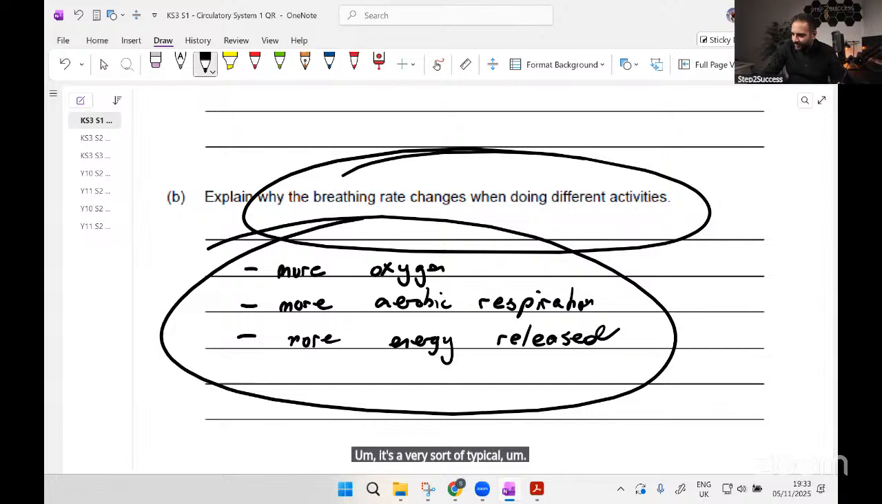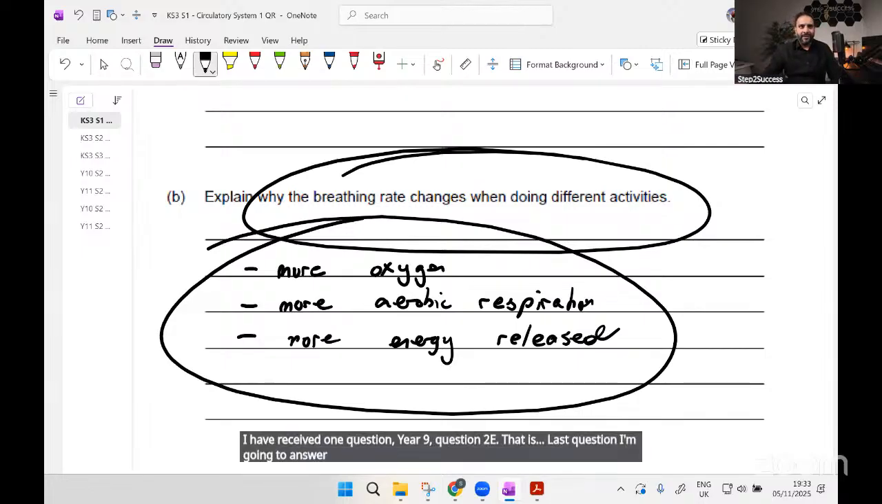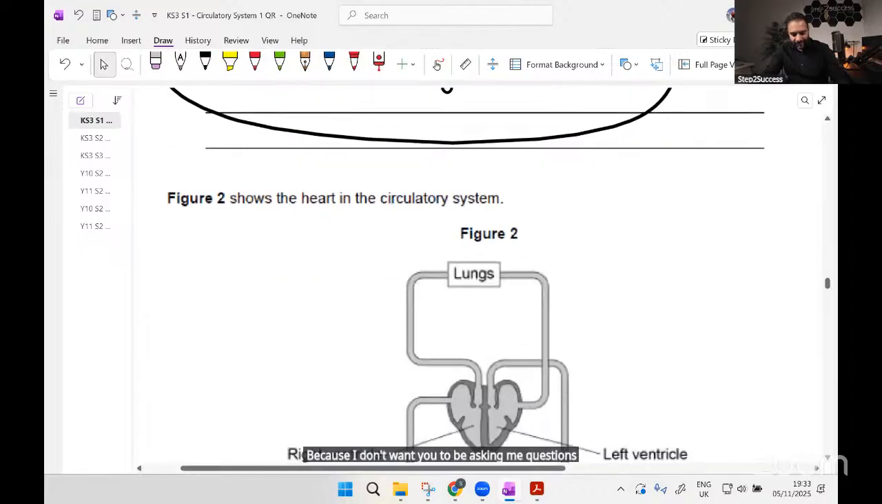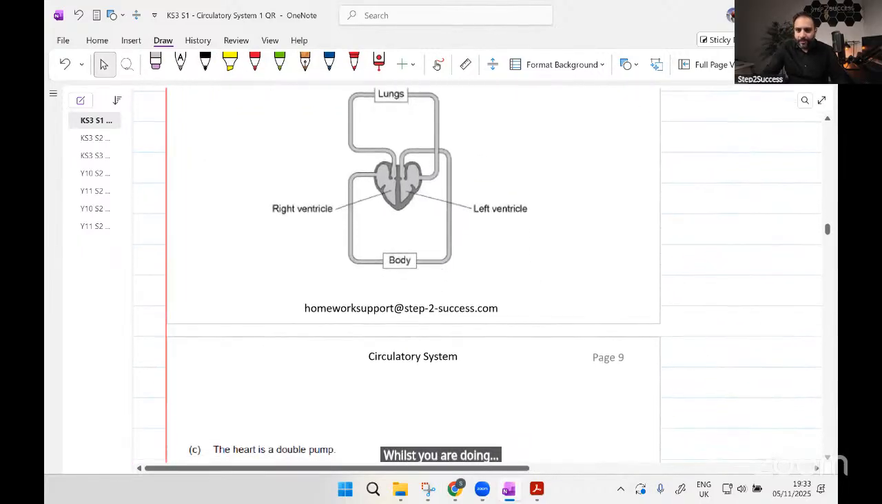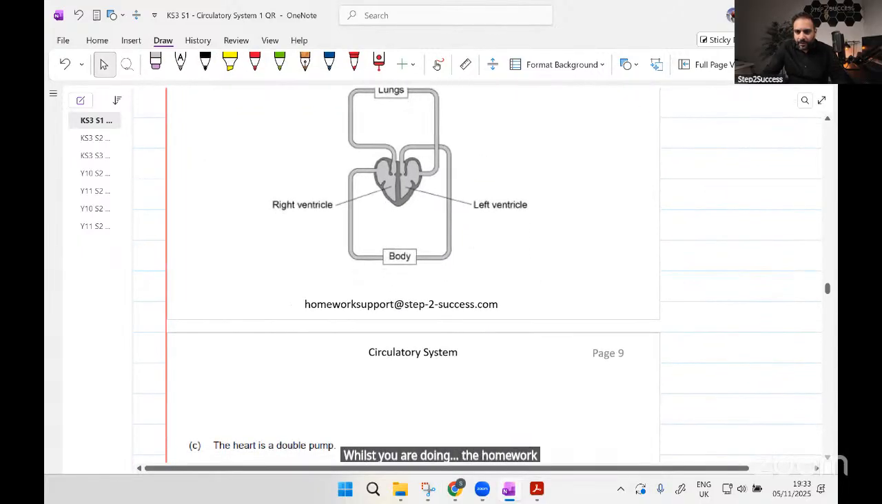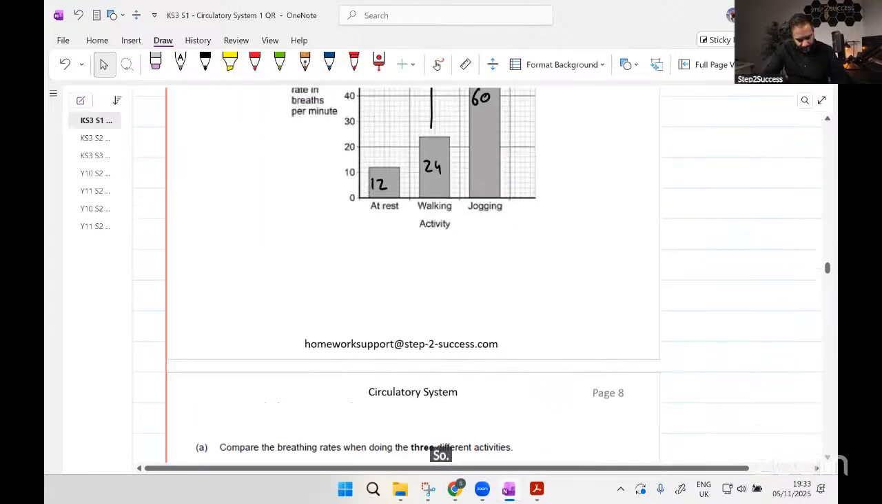Right, just to be clear at this point, I have received one question, year nine, question 2E. That is the last question I'm going to answer. I'm going to make this rule now that up until about 7:30, I'll take questions, because I don't want you to be asking me questions whilst you are doing the homework. So, question one and two. No, question four.